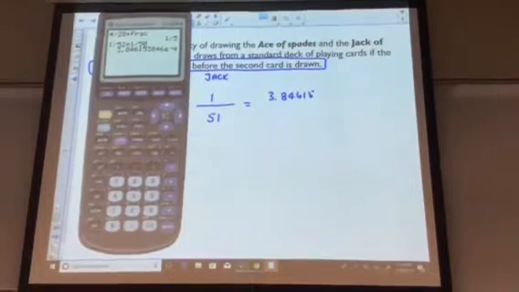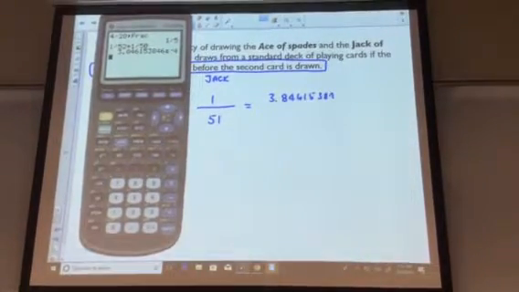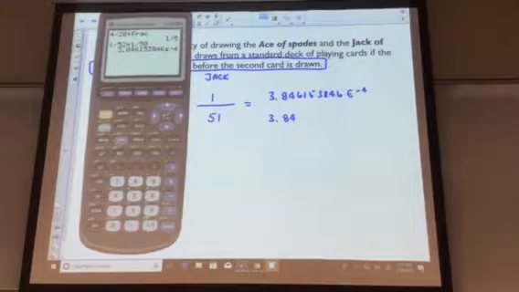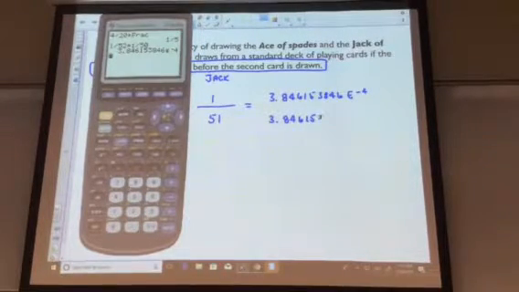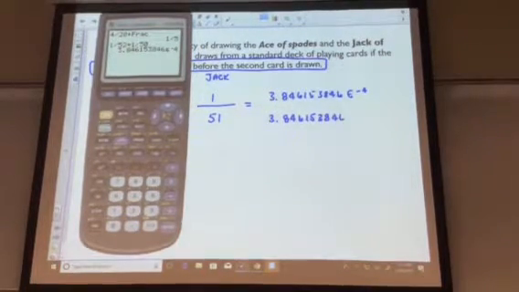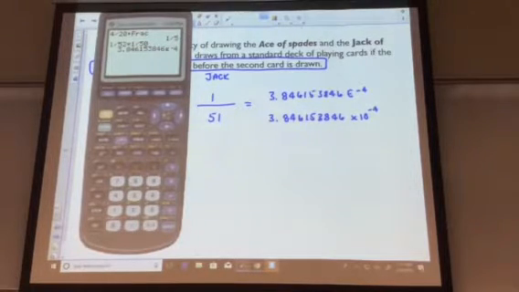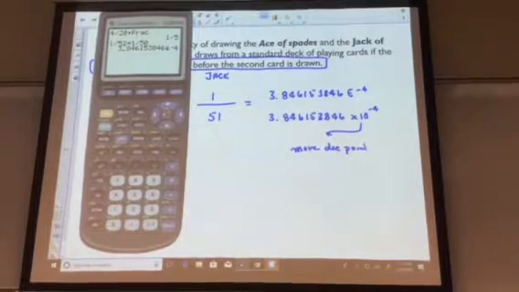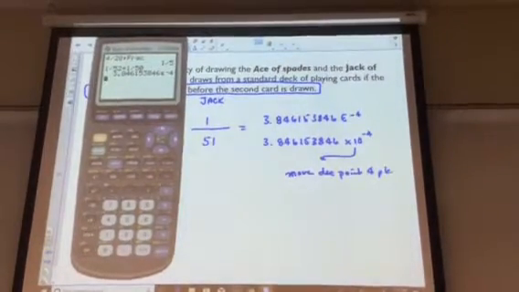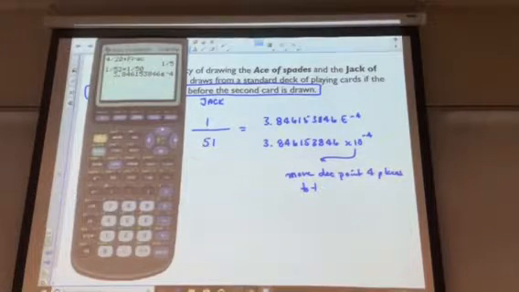3.846, 153846 e negative 4. Meaning 3.846, 153846 times 10 to the negative 4th, which means that you are expected to move the decimal point 4 places to the left.